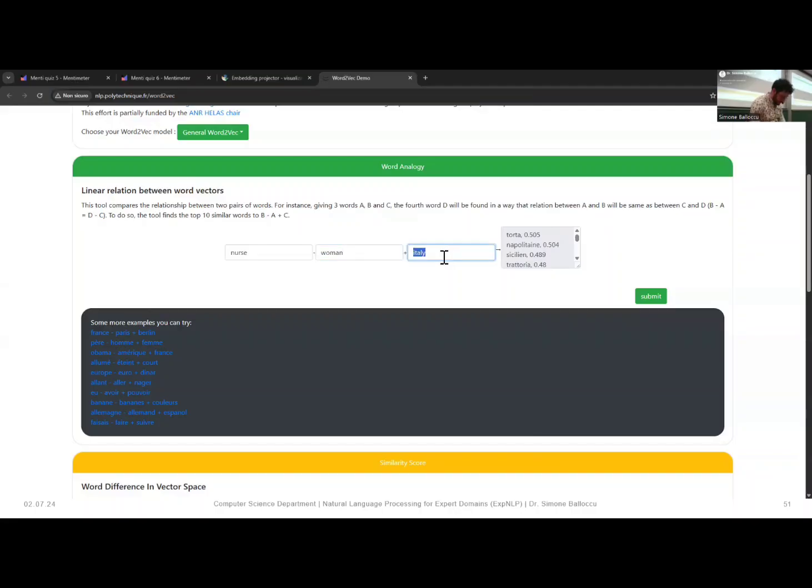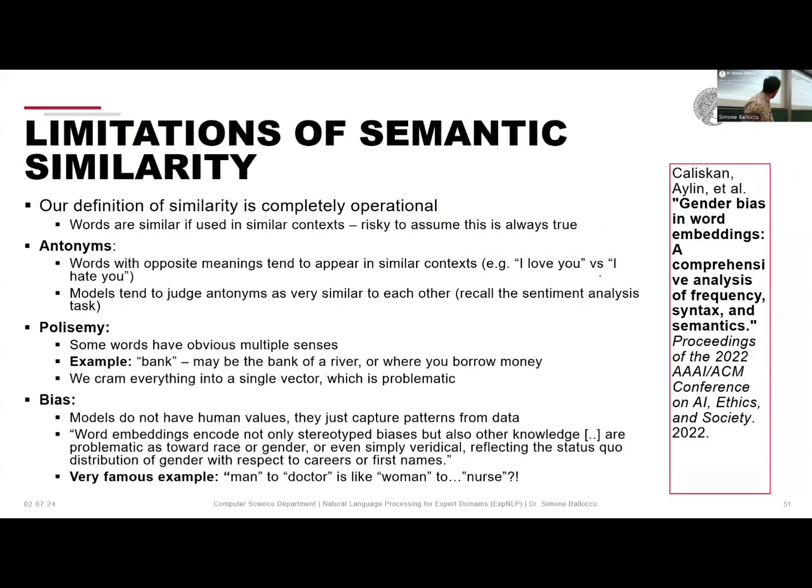like man is to doctor. One could argue it should still be nurse, right? So the model is limited in this. And as usual, we shouldn't trust these models as super valid or super objective, because they do capture the data. Again, a model doesn't care what is right or wrong. If it finds a pattern, it will just exploit it.